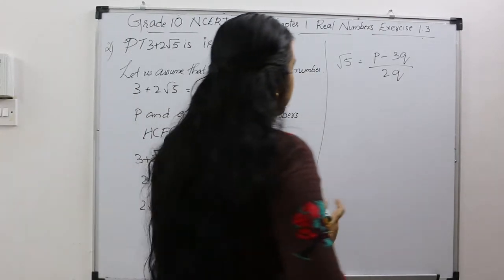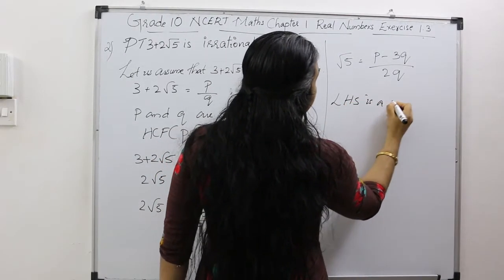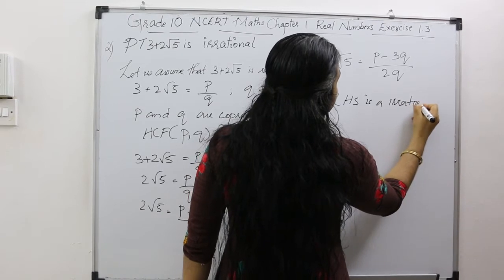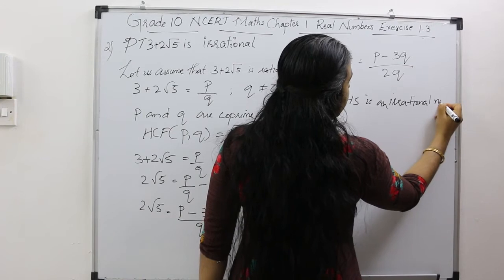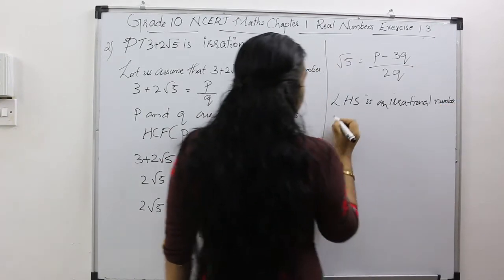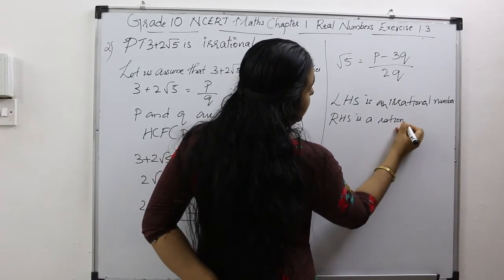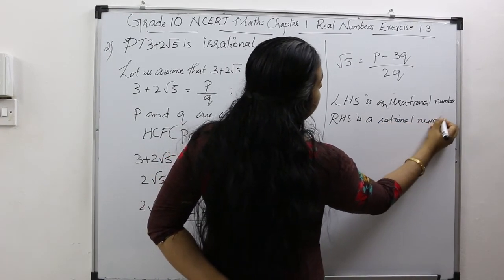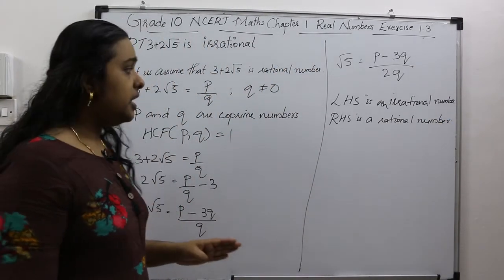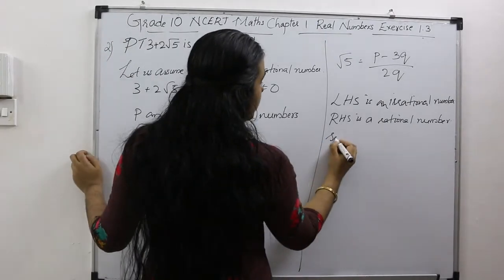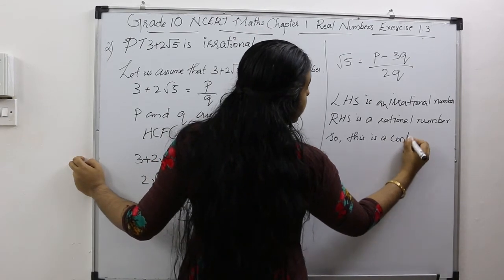Then how can we write this? LHS, left hand side, is an irrational number. RHS is a rational number. LHS is an irrational number and RHS is a rational number. So this is a contradiction.